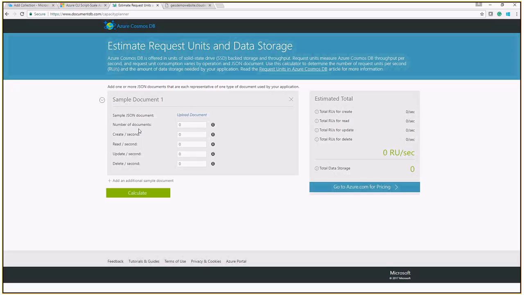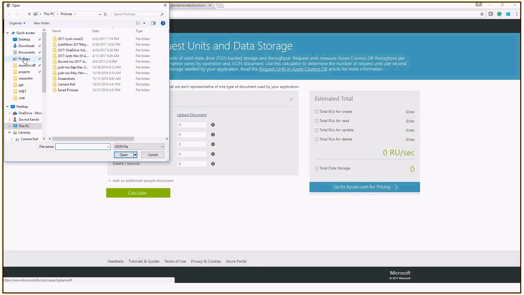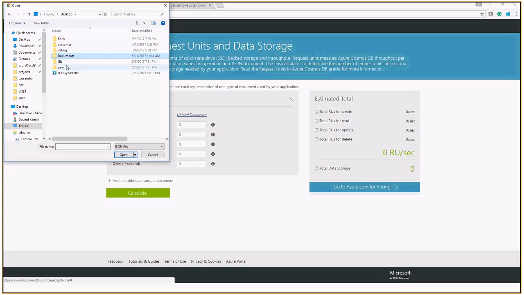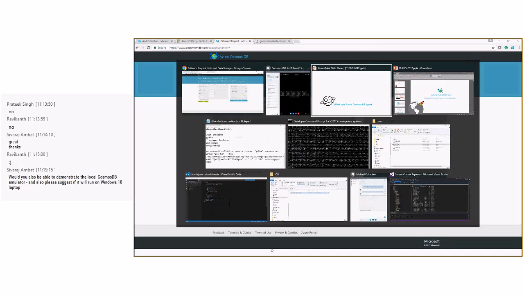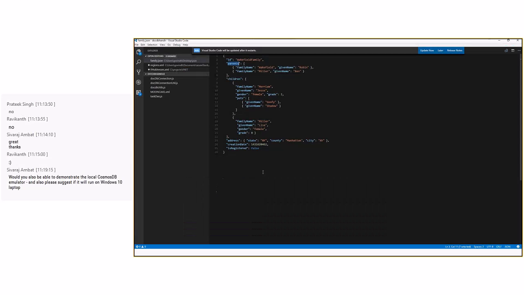Here I'm just taking an example for the DocumentDB. In this case there will be a JSON document that we look into, but it applies in a similar way to pretty much all other APIs too. So let us take an example here. Let me pick up one of these. So this JSON looks like this. This is the kind of data that we are going to store.